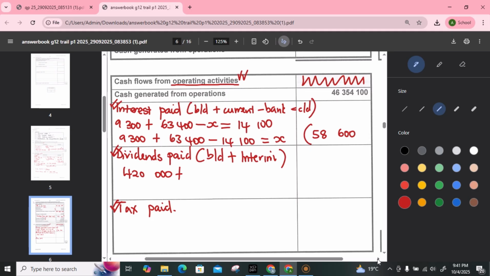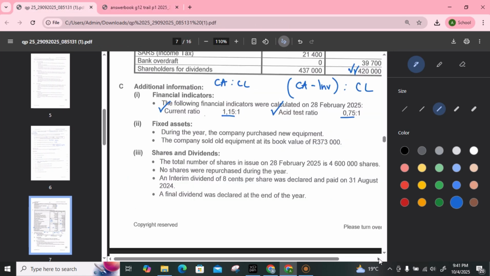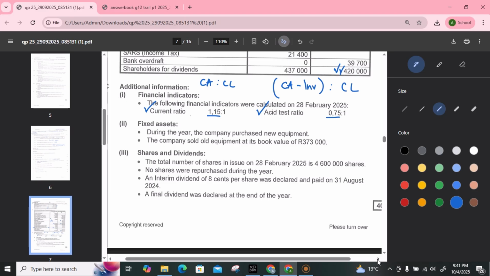Now for the interim dividends, we need to go and check the information. Right, so here we are told that the total number of shares in issue at the end of the year is 4,600,000 shares. No shares were repurchased during the year. Okay, and an interim dividend of 8 cents per share was declared and paid on 31 August 2024. A final dividend was declared at the end of the year. Alright, so there is no movement in the share asset register. This is going to be very simple.